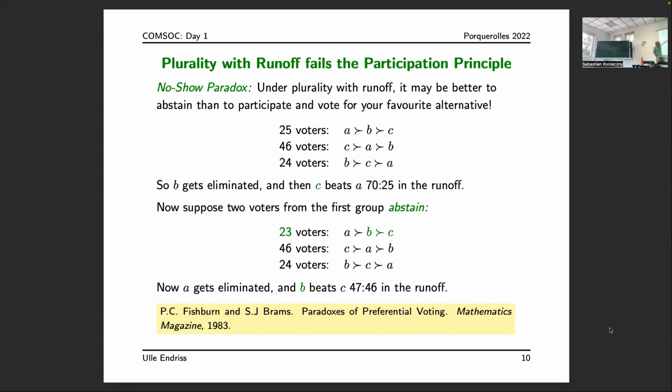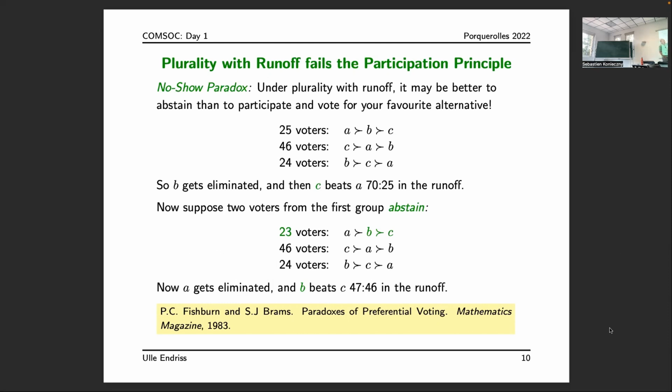So suppose we're having an election like this. There are 25 voters who say A is better than B, better than C. 46 who say C is better than A, better than B, and so on. Let's say this is what people really think in their mind and how they would vote if they were all to show up and just be truthful about what they want. So what happens under plurality with runoff?